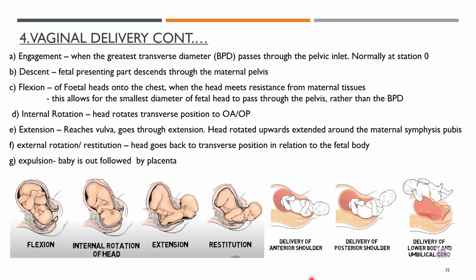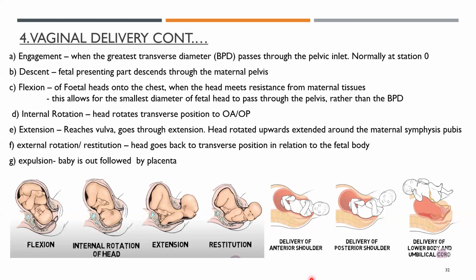This allows for the smallest diameter of the fetal head to pass through the maternal pelvis, rather than the biparietal diameter, which is longer, which is bigger. Next, we need the head to rotate so that it can meet the biggest diameter throughout the pelvis. So there's internal rotation. The head rotates its position, going into a final either occipito-anterior or an occipito-posterior position.